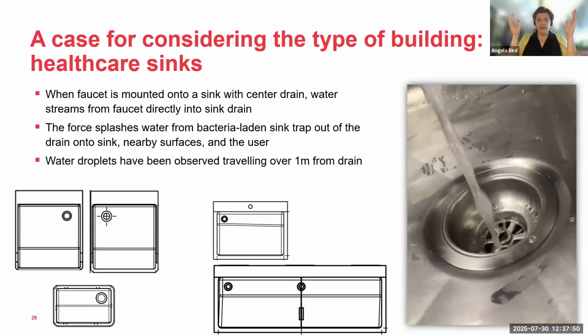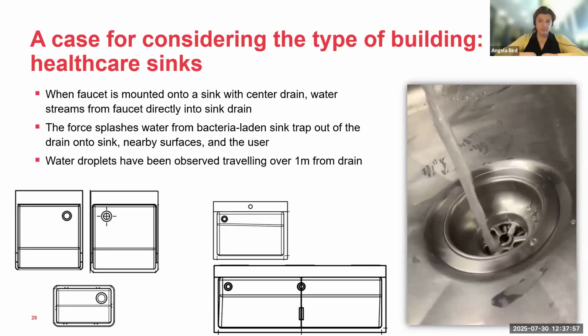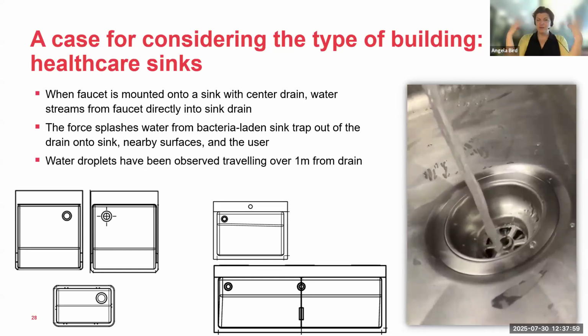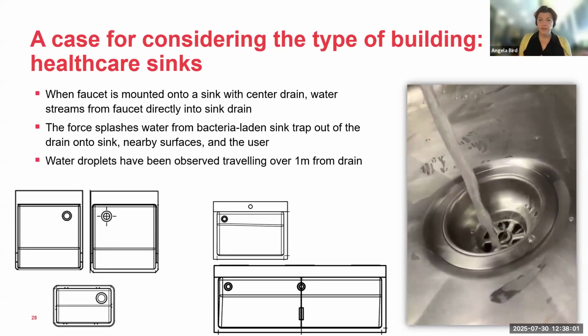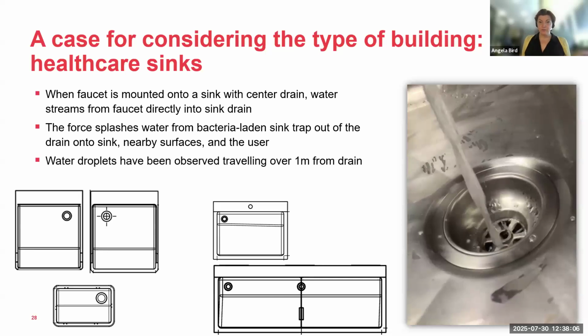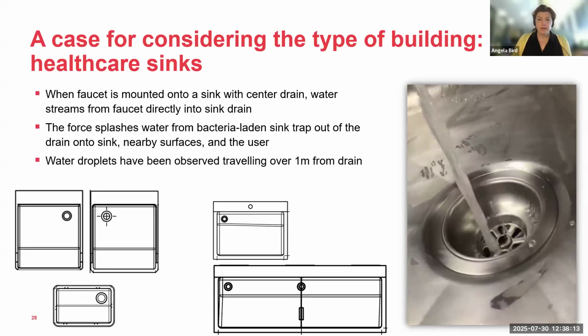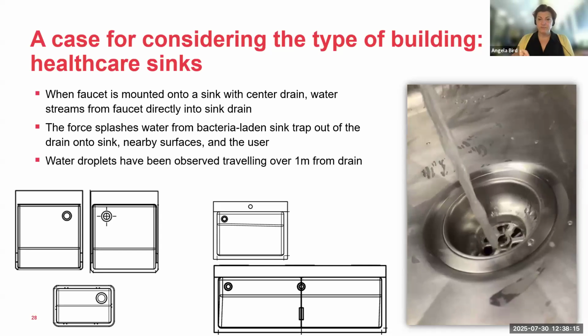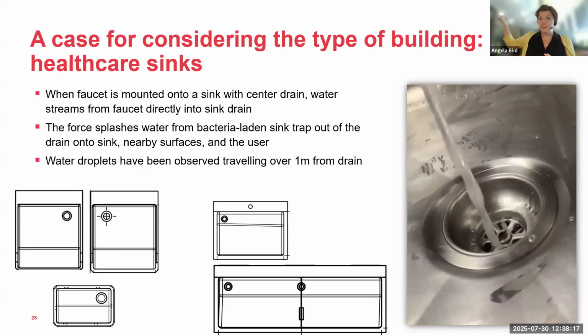That's not just water that's coming out of the faucet that's splashing. That's water that's splashing down into the drain, into the P-trap, and anything that's laden with bacteria gets splashed up and out onto you who are washing your hands, onto any clothes that you're wearing, or a stethoscope you might have around your neck, around any nearby people or surfaces. Water droplets have been observed traveling up to 3 feet from the drain. So that's a full meter.